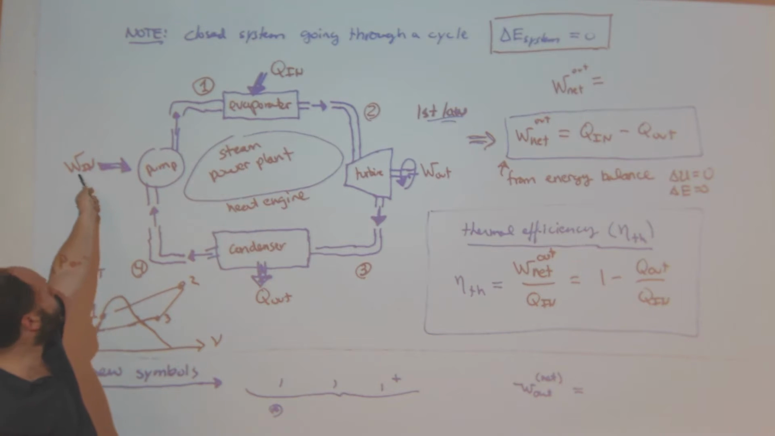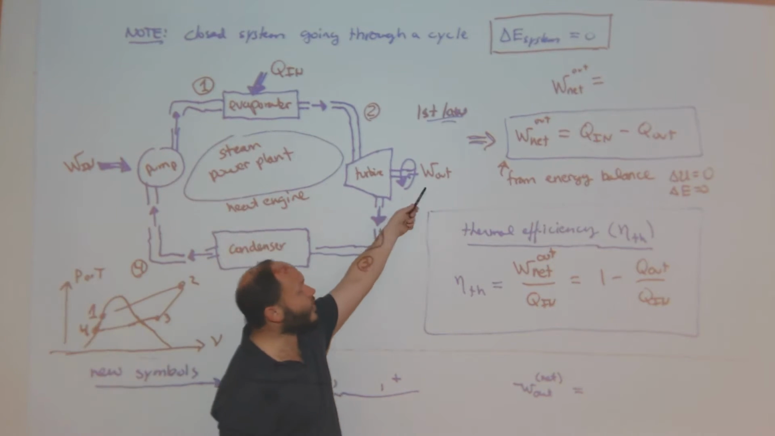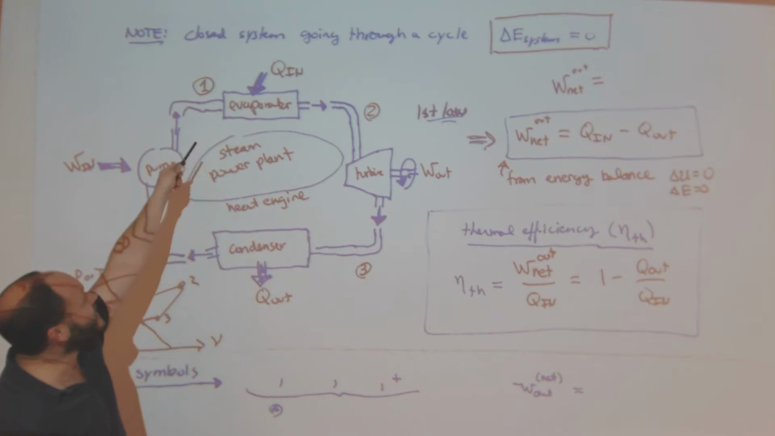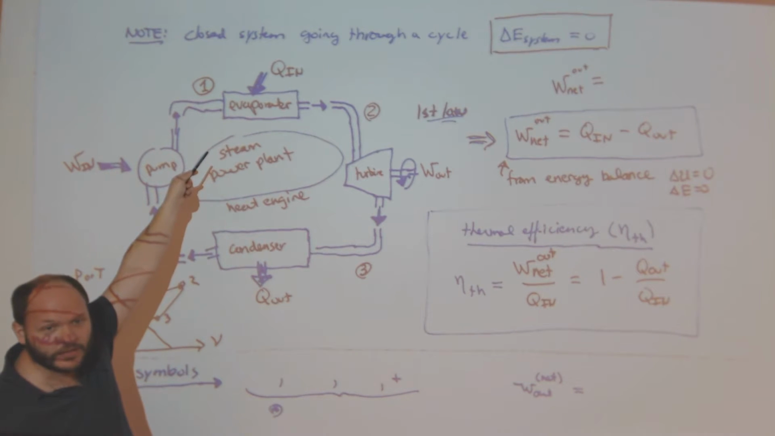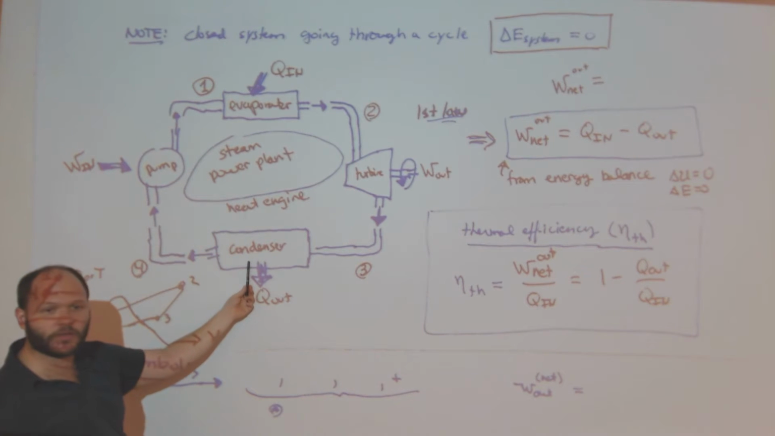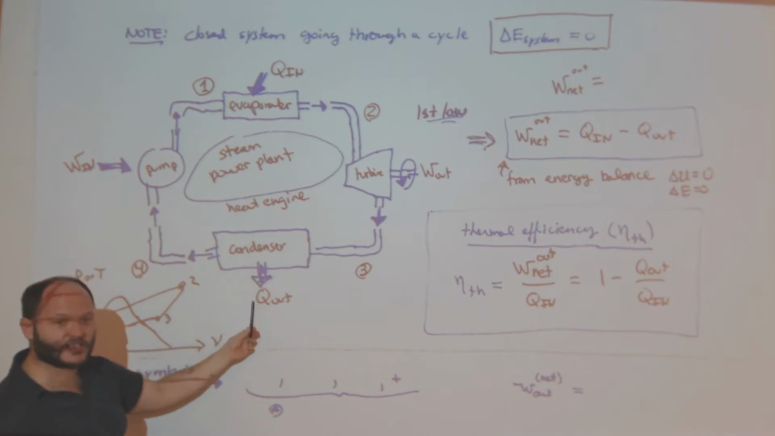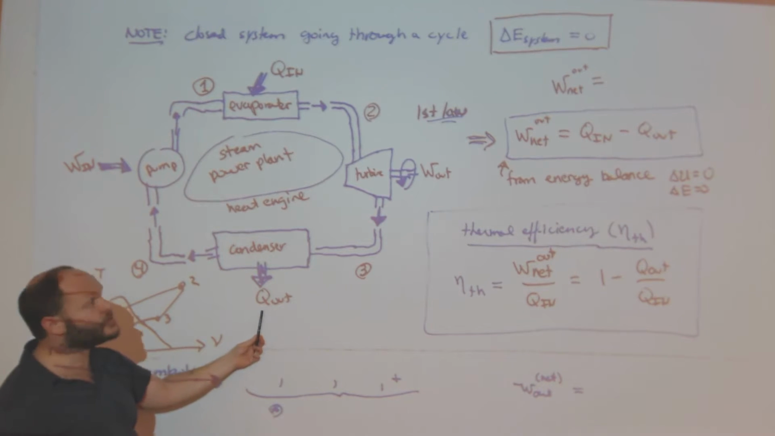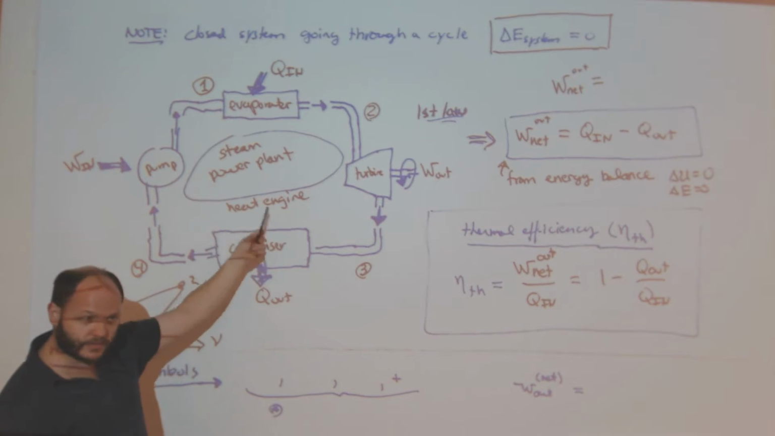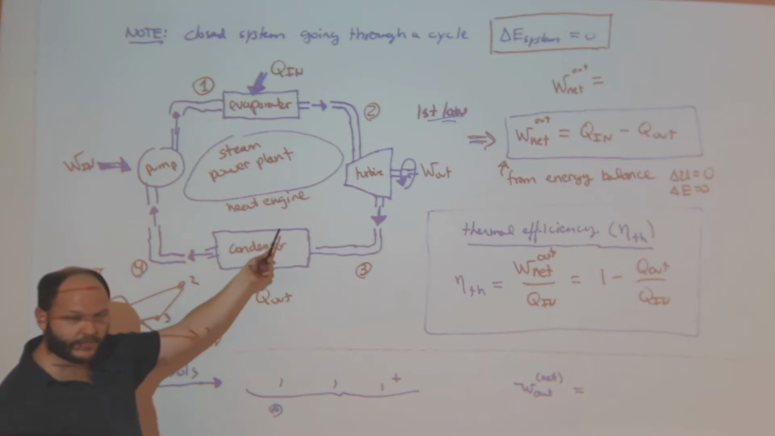Okay, so work into the pump, work out by the turbine, heat in to the evaporator, say from a volcano, a constant source of heat, a nuclear reactor, whatever it might be. Heat out, the condenser has to suck heat out, say to the ocean. So this is a very general schematic of a power plant.